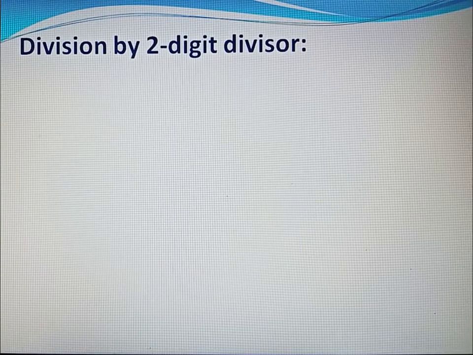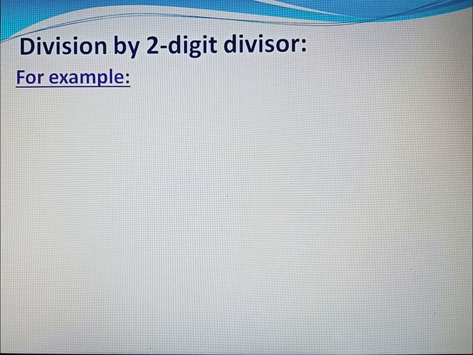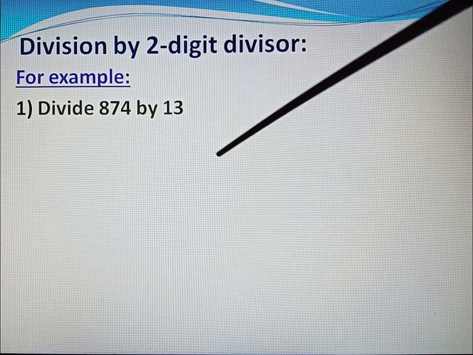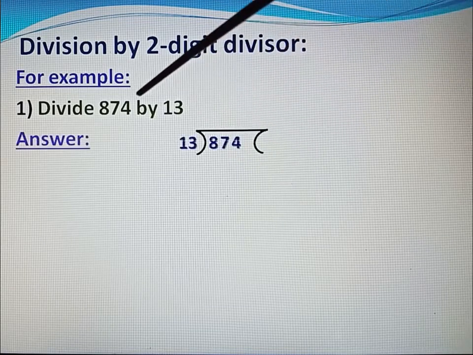Now division by 2-digit divisor. I will explain you by an example. See, question number 1. Divide 874 by 13. Answer.